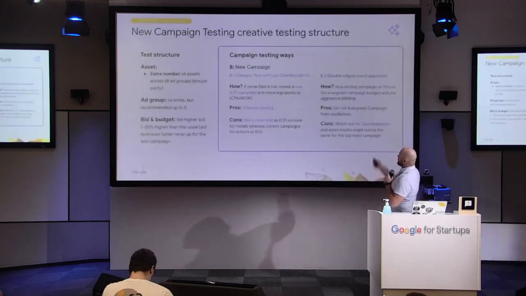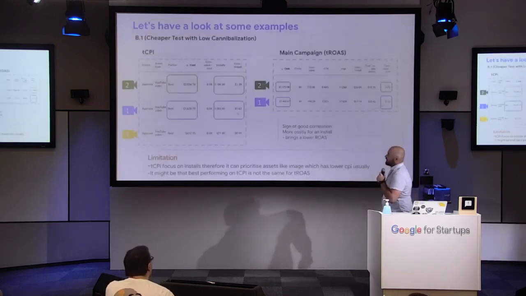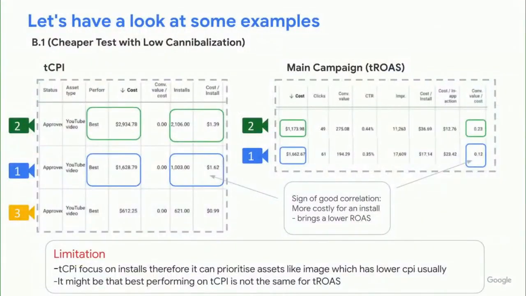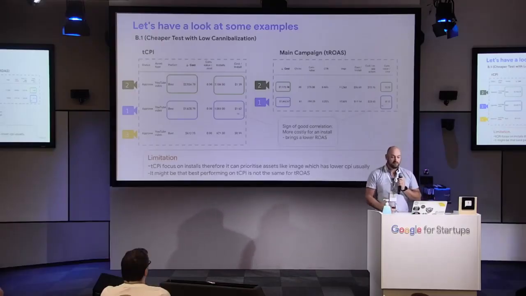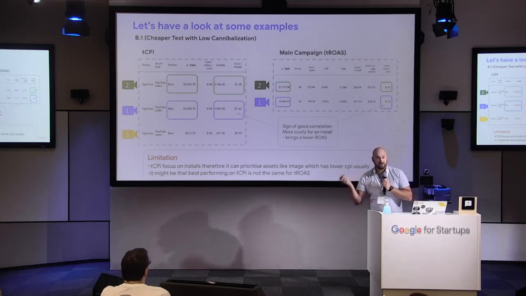So B1, which is the cheaper test with low cannibalization. Essentially, if we're looking at TCPI campaign, we have video 1, 2, and 3, and then we have the main campaign and TROAS. For example, for video 1, we have our cost, cost per install and number of installs. And for the TROAS main campaign, we also see the ROAS, so conversion value over cost, is lower. What we see is a sign of good correlation almost: more costly for an install usually brings a lower TROAS, essentially in this case, right?